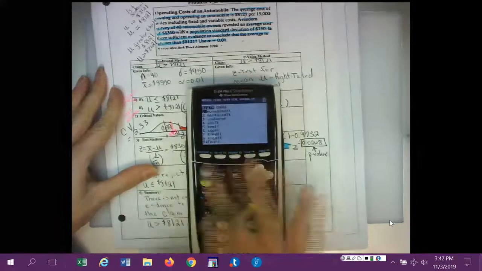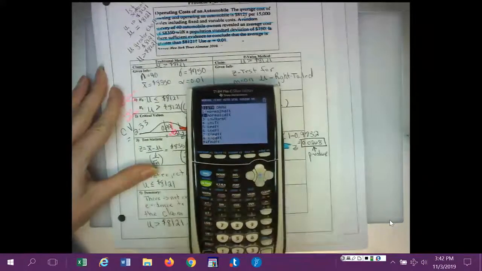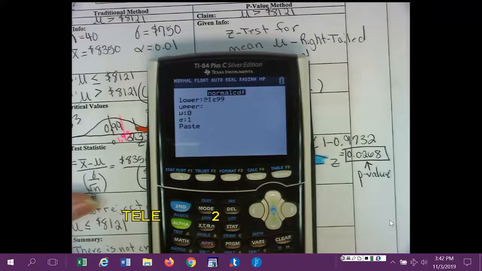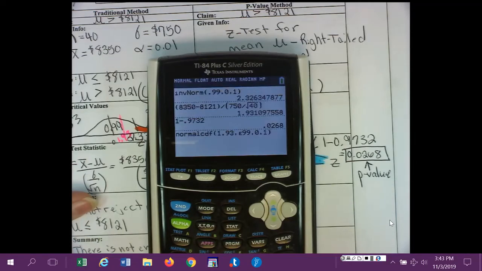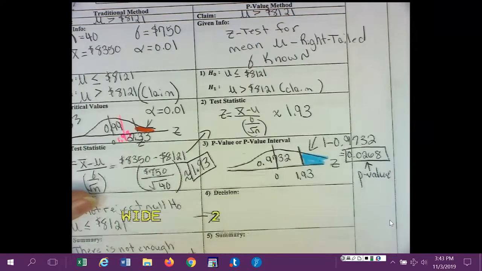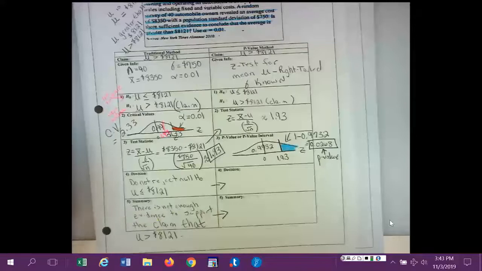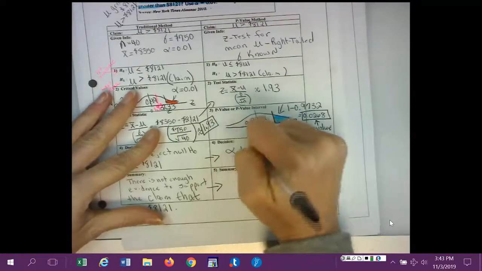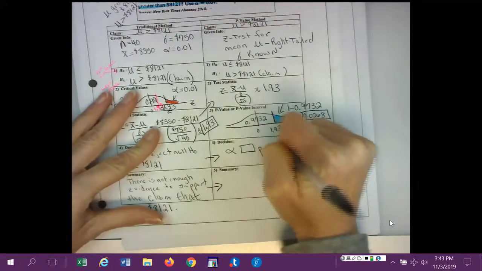You could also do normal CDF if you remember how to do that. You would go to second variables and go to normal CDF. You'd put in 1.93 and then an E99. And then you would paste. And you get 0.0268 rounded to 4 places accurately. And you could find your p-value that way if you did not want to look up your test statistic in the z-table.